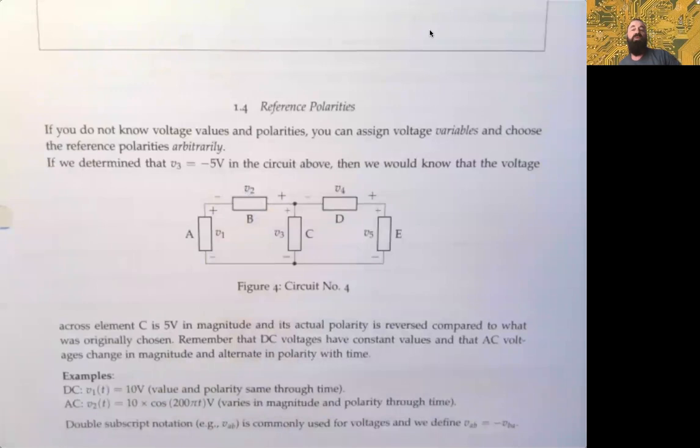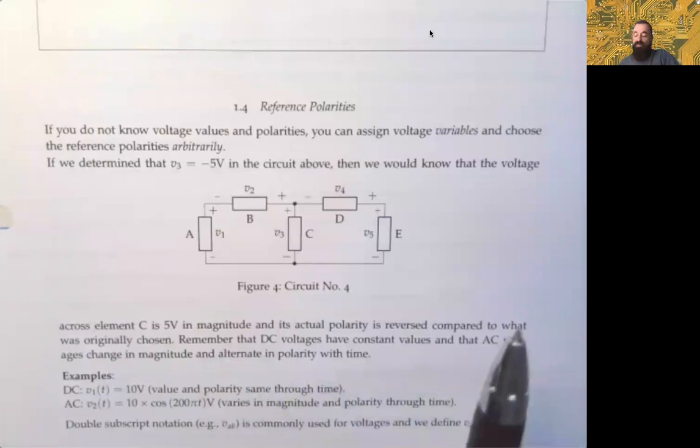That's very similar to what would happen with the current directions, remember, where if we had a negative ampere, then that must have meant that we've got the current direction actually reversed. So the same thing applies here in terms of your assigned reference polarities versus what you might measure them to actually be. Remember that DC voltages have constant values and AC voltages change in magnitude and alternate in polarity with time, very much like we saw with current.